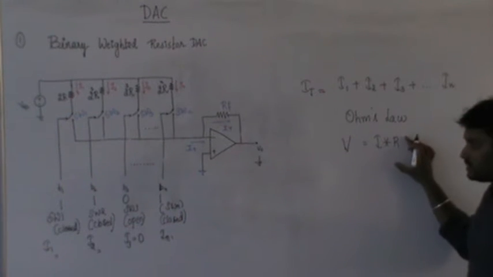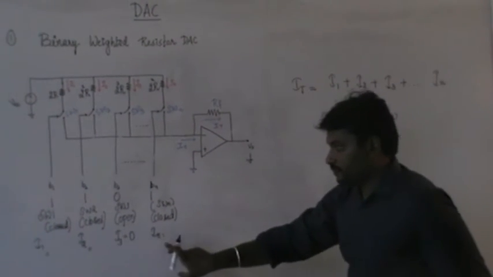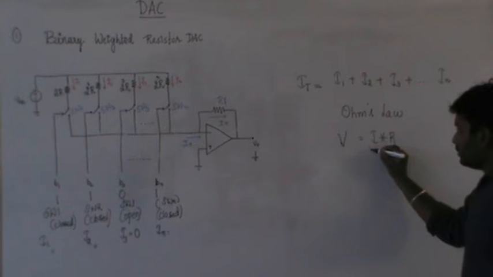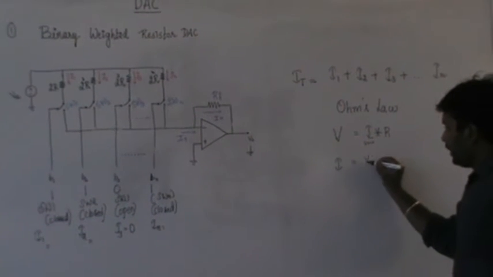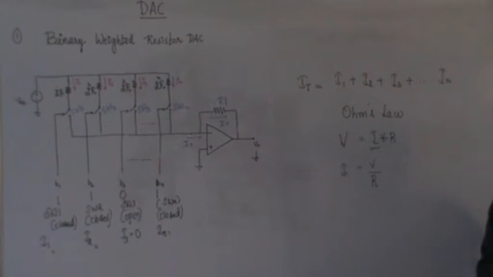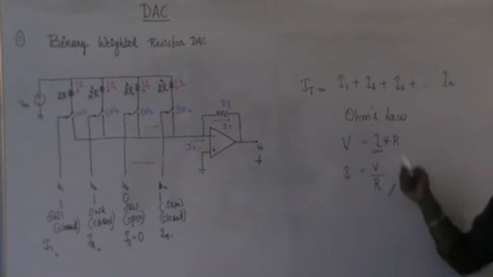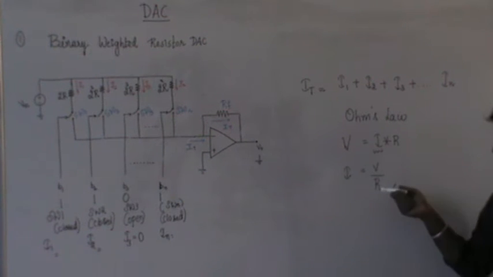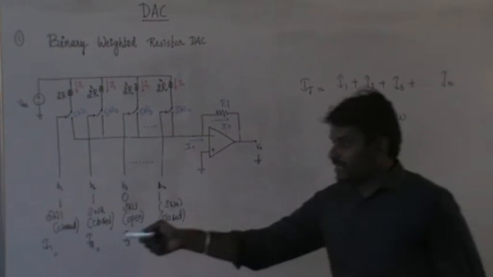So based on this equation, I will be writing the current equation here. I will take I towards the left side. Therefore, I can write it as I is equal to V divided by R. This is the equation that we are getting from Ohm's law. I use this particular Ohm's law to write my current equations.